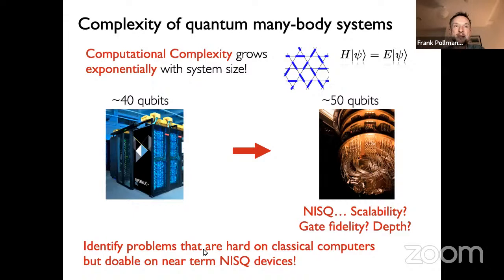And the task is now similar to what I mentioned before, where we have a new device and we still have to figure out how to use it in a smart way. Because we can certainly come up with several problems that might be as hard on quantum computers as they are on classical computers.